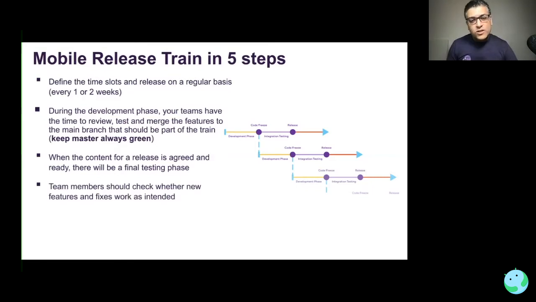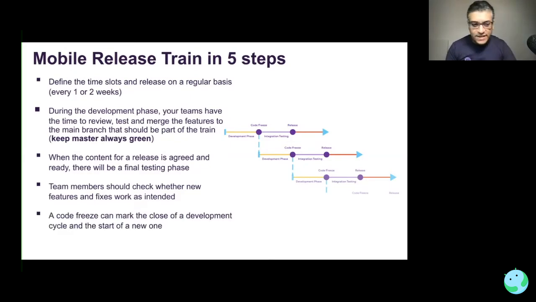Team members should check whether new features and fixes work as intended. Then after code freeze, we can run integration tests or end-to-end testing, and then we can release, and so on. So it's the release train. Every time we are doing the same thing in a consistent way, which will give us more quality and frequent releases. A code freeze can mark the close of development. We just freeze coding, we don't add anything else in our release branch. Then we can start a new release.